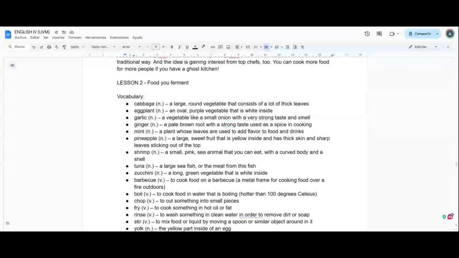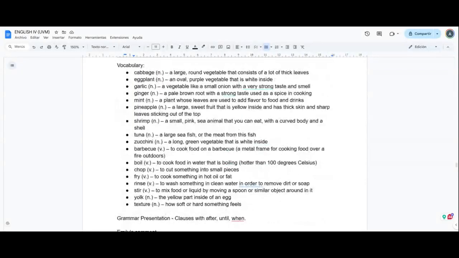Okay, so help me now just with the vocabulary. Don't read the definition. Cabbage, eggplant, garlic, ginger, mint, pineapple, shrimp, tuna, zucchini, barbecue, boil, chop, fry, rinse, stir, yolk, and texture. Again, is this vocabulary new for you, or did you already know some of this vocabulary in the unit?